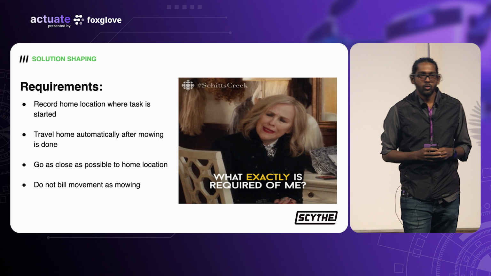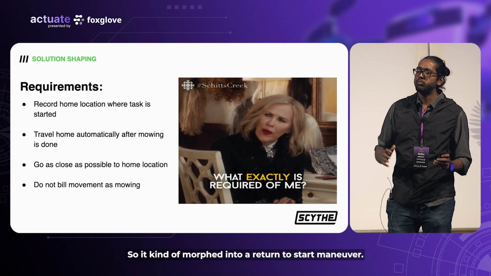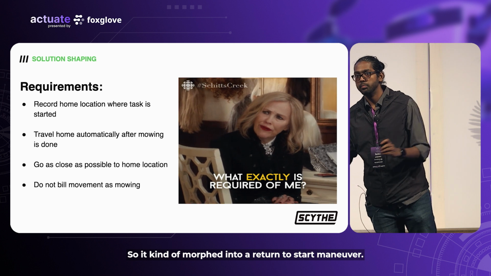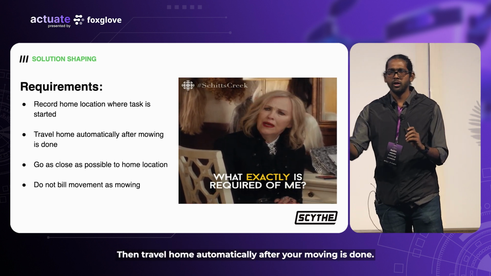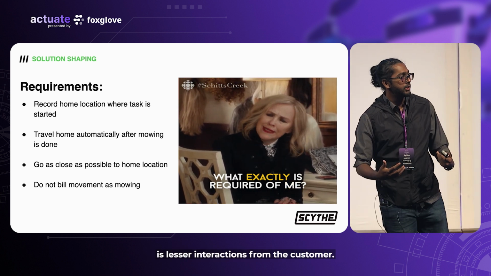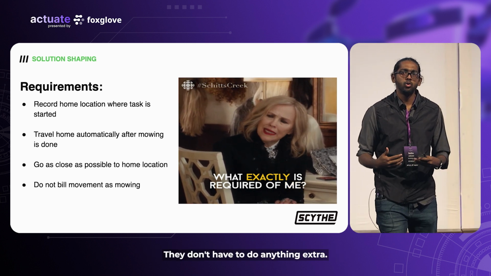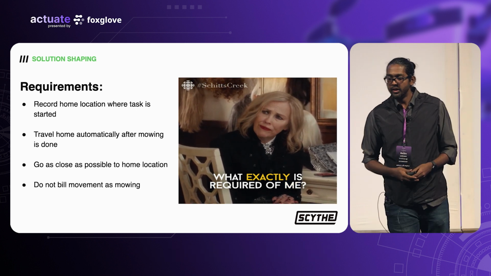Taking all of these into account and answering these questions, we could find a pattern and a new set of requirements. One, record your home location where you start your task. So it kind of morphed into a return to start maneuver. Then travel home automatically after your mowing is done. The reason why we picked these 2 was it is fewer interactions from the customer. They don't have to do anything extra, and that usually helps with deployment.